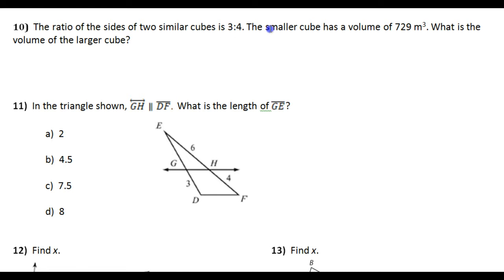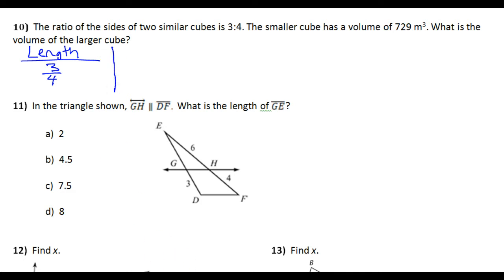Okay, so that's the type of thing we have to deal with right now. So the ratio of two sides of similar cubes is 3 to 4. So this is going to be relatively simple because they are just giving us the length scale factor, which is 3 to 4. Alright, the smaller cube has a volume of 729. What is the volume of the larger cube?